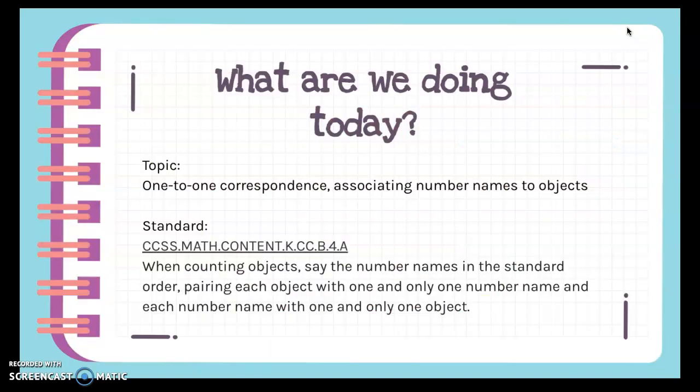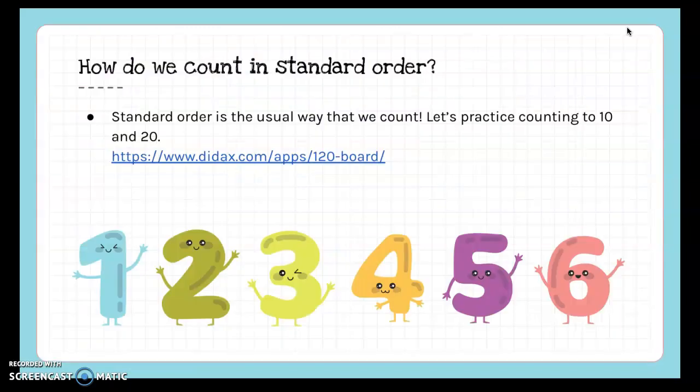So what are we doing today? Our topic is one-to-one correspondence and also associating number names to objects. And below is our Common Core State Standard. When counting objects, students will say the number names in standard order, pair each object with one and only one number, and each number name with one and only one object.